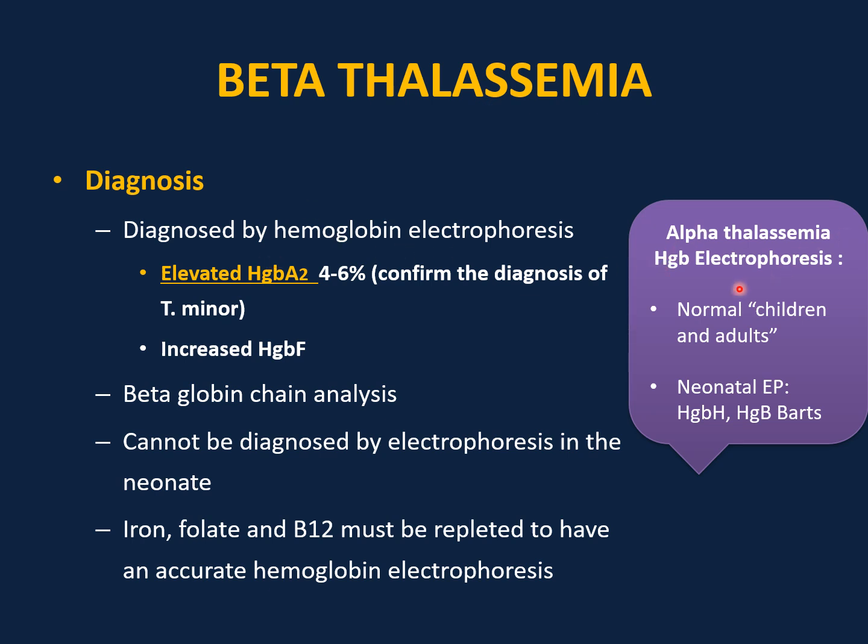In cases of alpha thalassemia, hemoglobin electrophoresis is normal in children and adults. But in the neonatal period, the hemoglobin electrophoresis may show hemoglobin H and hemoglobin Barts in cases of alpha thalassemia. But outside the neonatal period, the hemoglobin electrophoresis will be normal in children and adults in cases of alpha thalassemia. This is important to keep in mind.